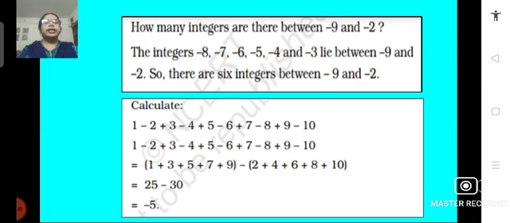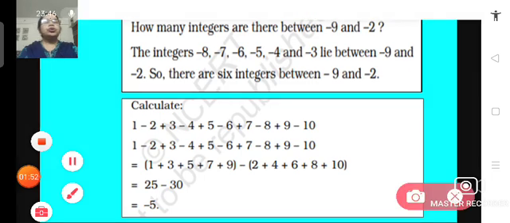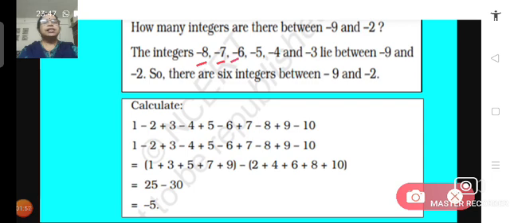Let's move on to the next one. How many integers are there between negative 9 and negative 2? So what are the integers between negative 9 and negative 2? They are negative 8, negative 7, negative 6, negative 5, negative 4 and negative 3. That means there are 6 integers between negative 9 and negative 2.